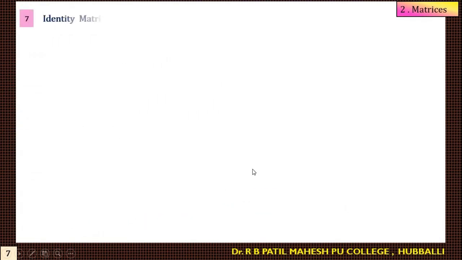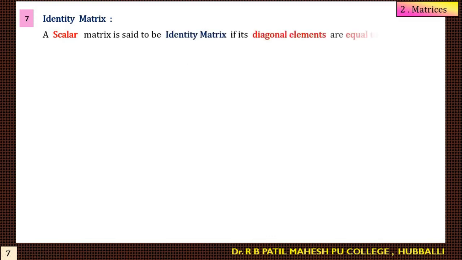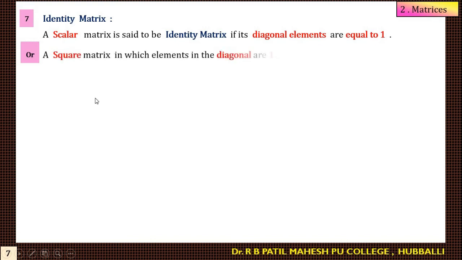Now see the next type, identity matrix. A scalar matrix is said to be identity matrix if its diagonal elements are equal to 1. Now already you know the scalar matrix meaning. In that scalar matrix, the diagonal numbers are equal, but if the number is equal to 1, then the matrix is called identity matrix. So another way of defining identity matrix is a square matrix in which elements in the diagonal are 1 and the rest all are 0 is called an identity matrix.